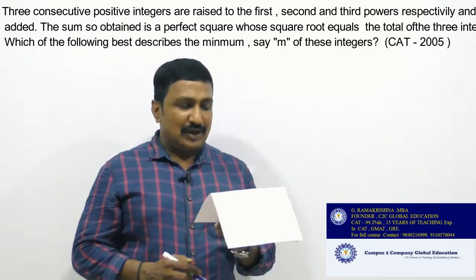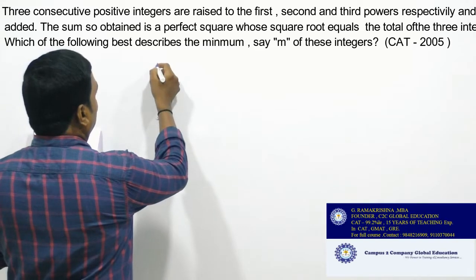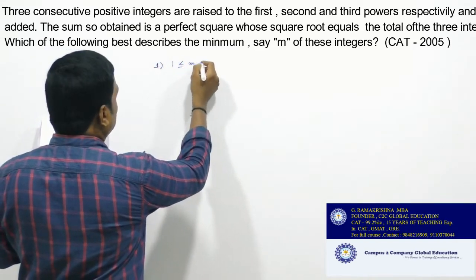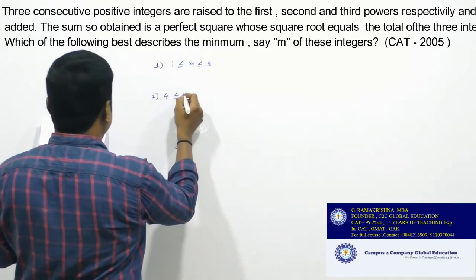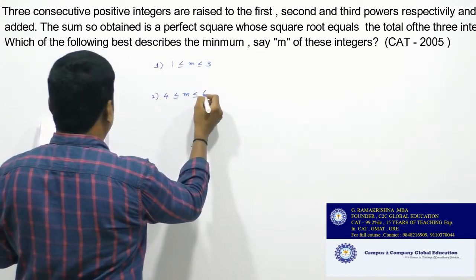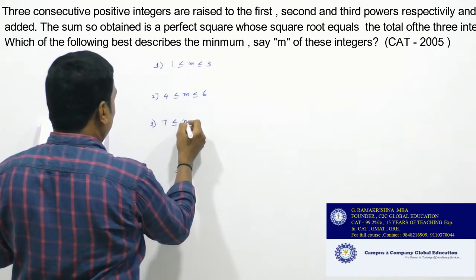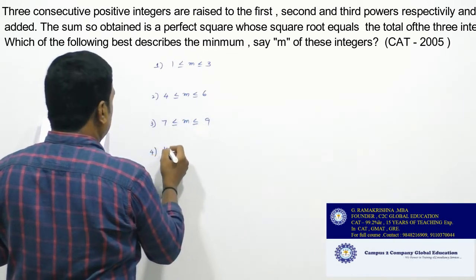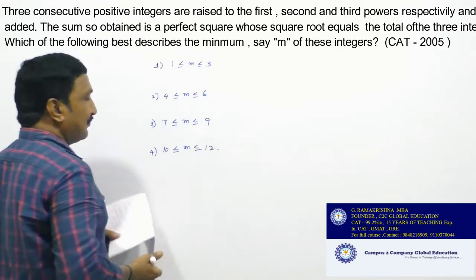Right friends, so I will give the options. The first option is 1 is less than m is less than 3. Second option, 4 is less than m is less than 6. Third option, 7 is less than m is less than 9. Fourth option, 10 is less than m is less than 12.